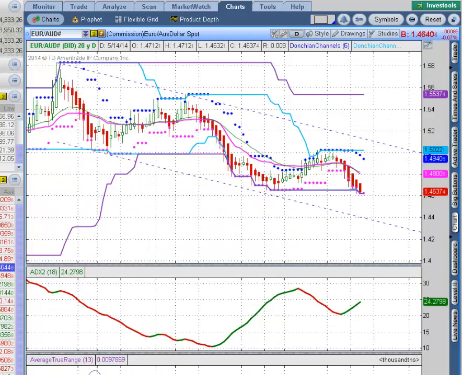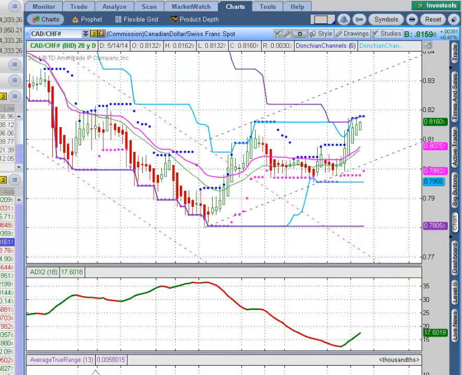Let's now look at the price charts for our other qualified pairs. The first one is the Euro Aussie dollar. This has been in a medium-term downtrend channel and it would be a bearish trade. Here's the Canadian dollar Swiss franc. This is in a medium-term uptrend channel. This would be a bullish trade.